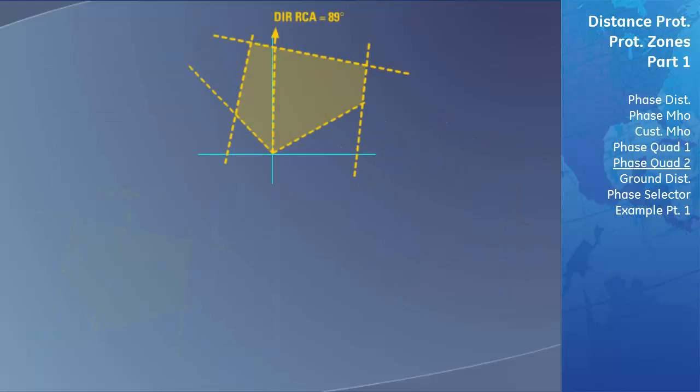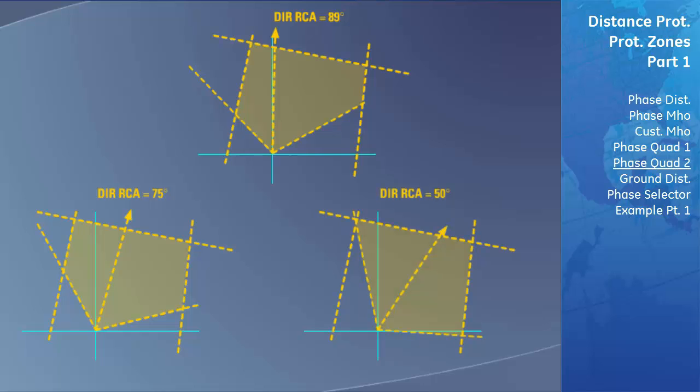By changing the directional reach characteristic angle and the directional comparator limit angles, you can easily change the lower characteristic of your quadrilateral zone of protection to include more or less resistive impedance in both the positive and negative direction.